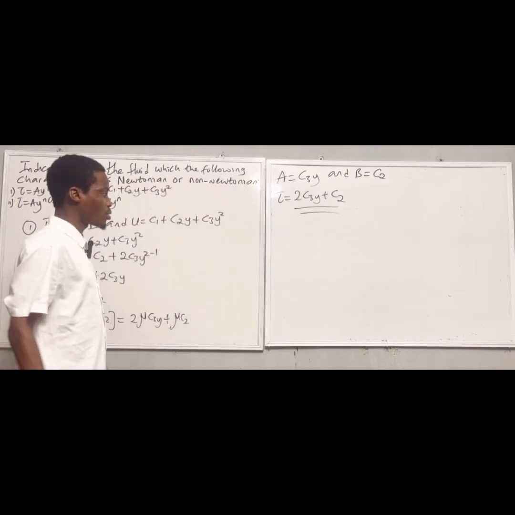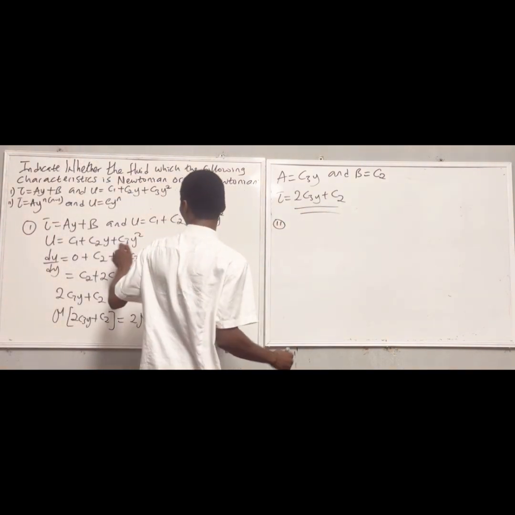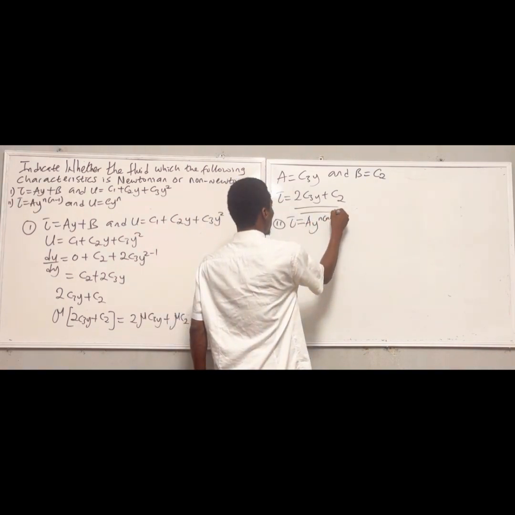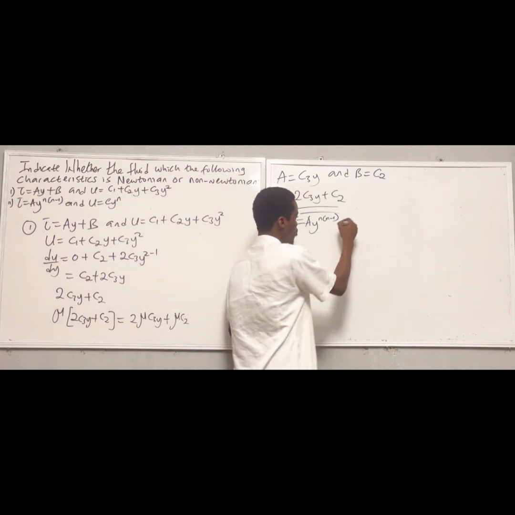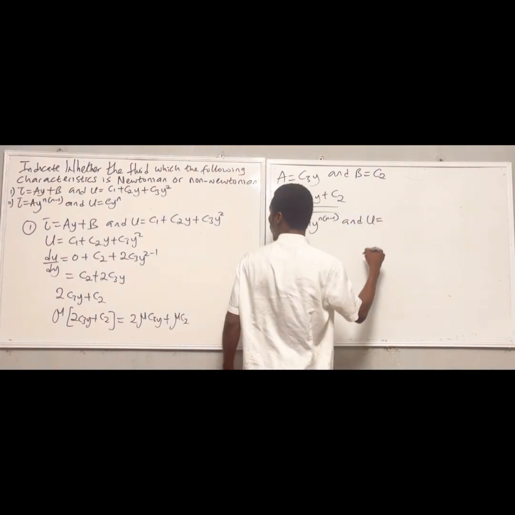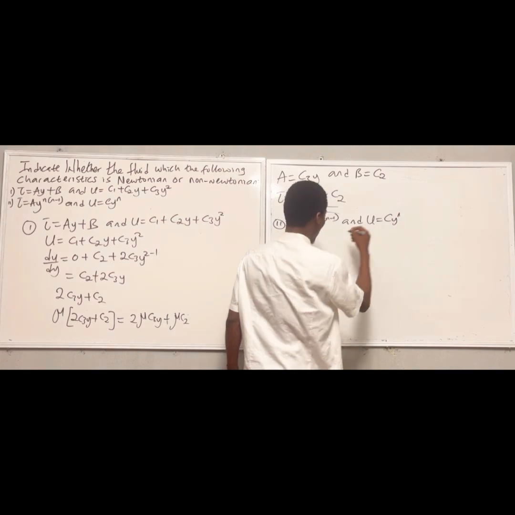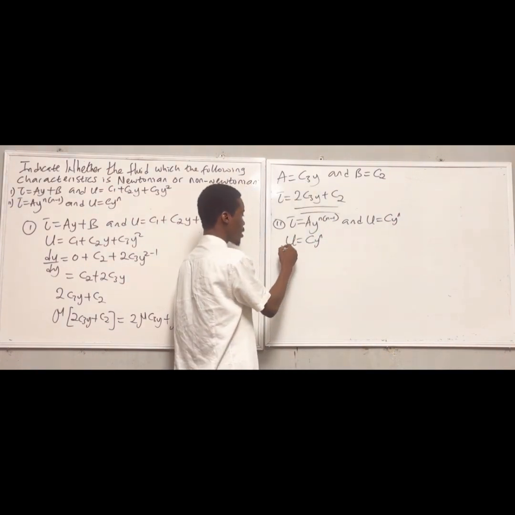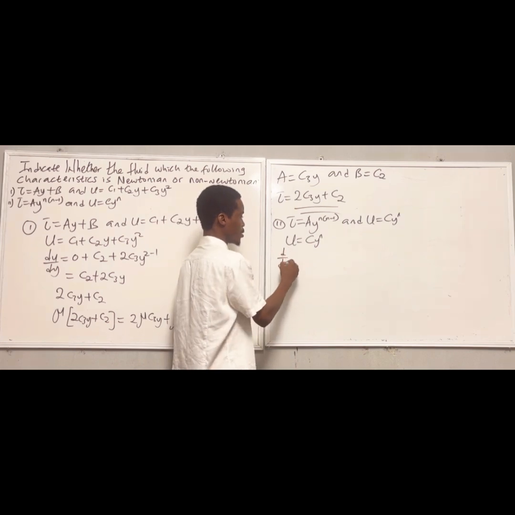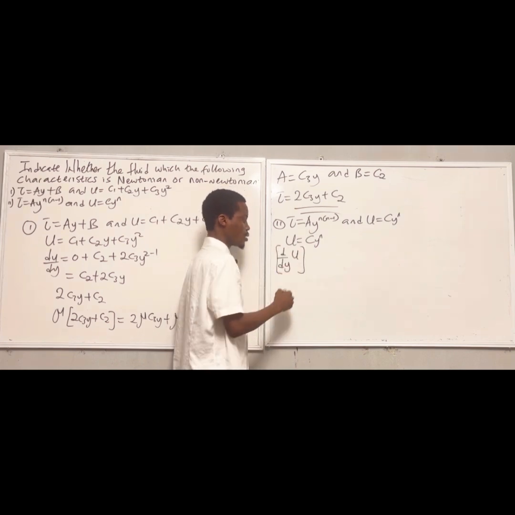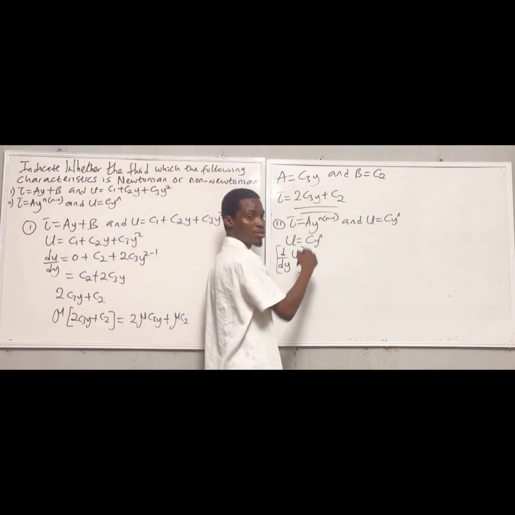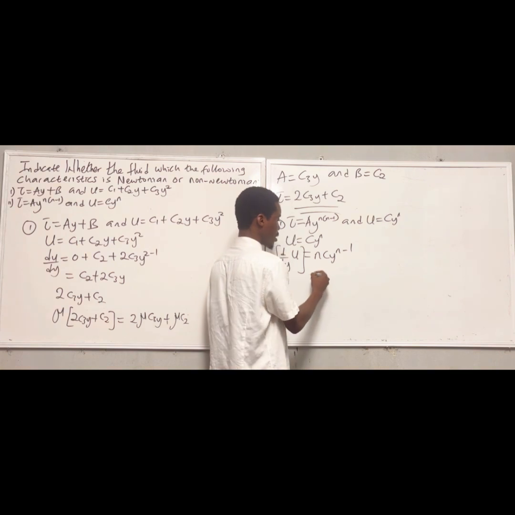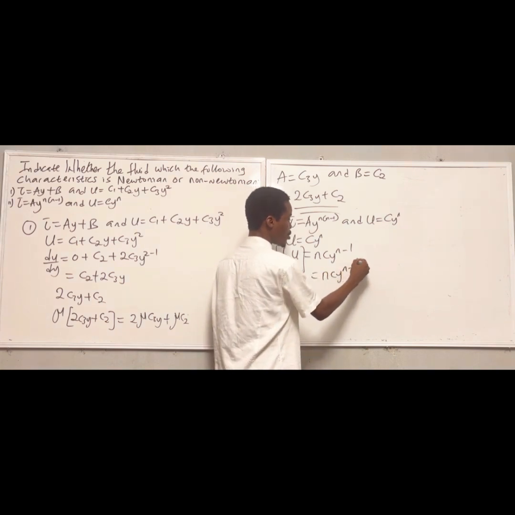So let us consider the second example. Our shear stress is Ay to the power n minus 1, then we have U as CY to the n. So let us consider our U as CY to the n. Let us differentiate this with respect to Y. We are going to have nCY to the n minus 1.